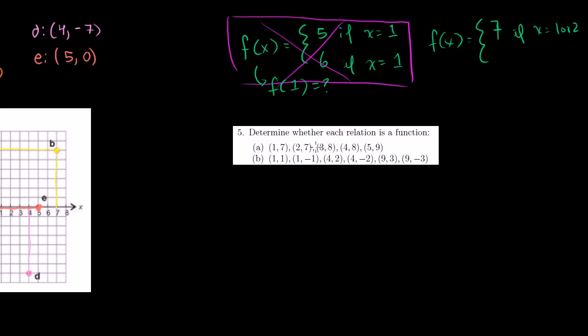When you have 2, you have a 7. When your input is 3, you get an 8. When your input is 4, you get an 8. So our function definition is 8 if x is equal to 3 or 4. And then our function is equal to 9 if x is equal to 5. So this is our function definition right here for part A, which is a completely legitimate function definition. You give me any value 1, 2, 3, 4, or 5, which would be the domain in this situation, and I will tell you what the value of that function is at any of those points.